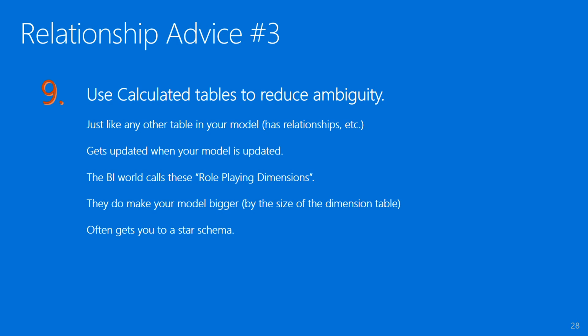The BI world calls these things role-playing dimensions. They do make your model bigger by the size of the dimension tables because I've duplicated them. They're just like calculated columns, so they're just going to end up in the model. And they get you to basically a star schema kind of place, all right?